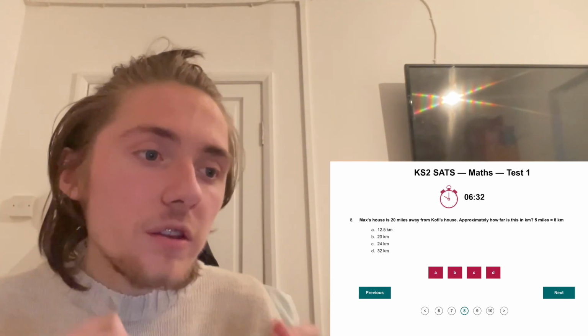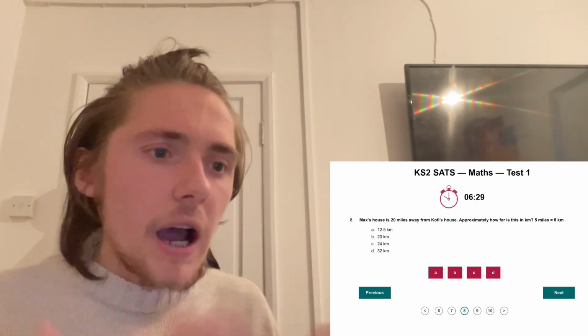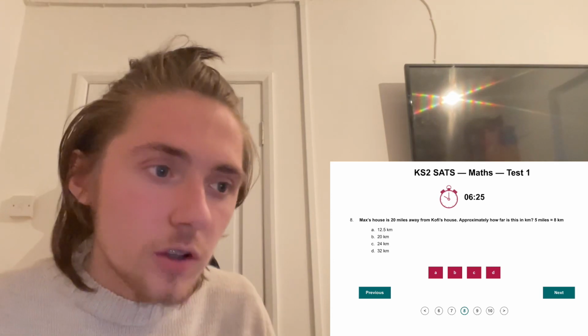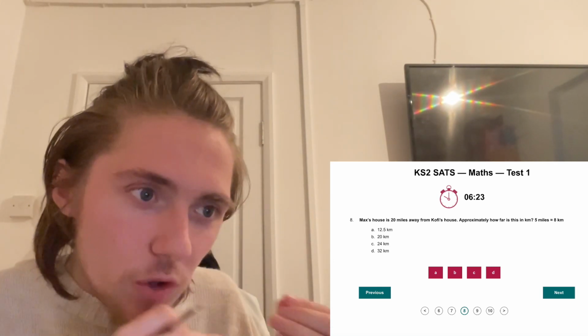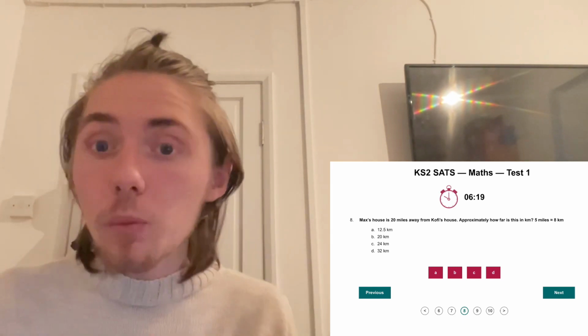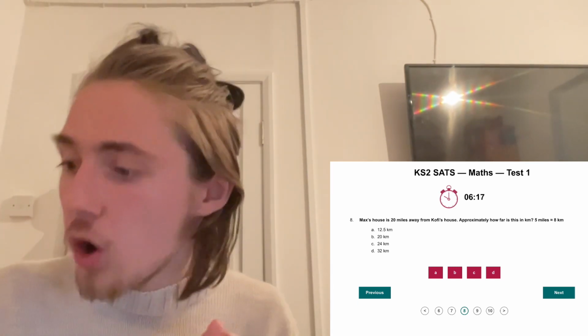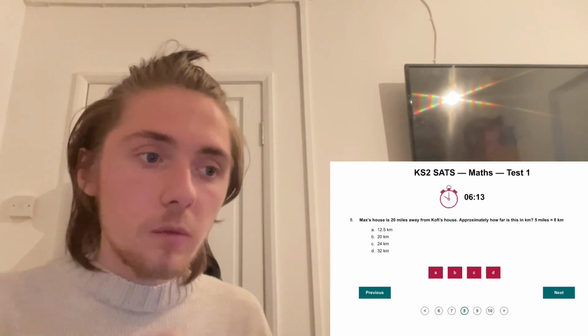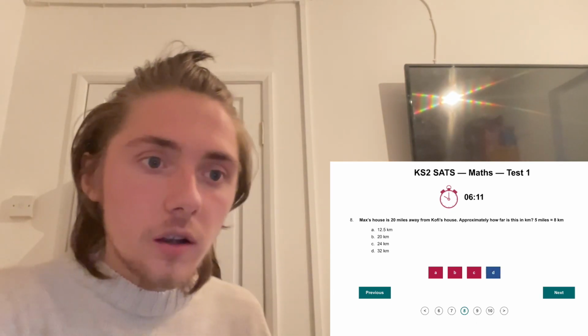Max's house is 20 miles away from Koff's house. I don't know what that is. Approximately how far is it in kilometres? 5 miles is 8 kilometres. So 20 miles away. So 5 miles, so we need to do 5 divided by 20, which is 4. 4 times 8, 8, 16, 24, 32, which is 32 kilometres, right? So which is D. I think that's correct.